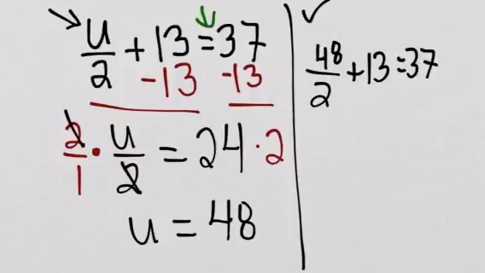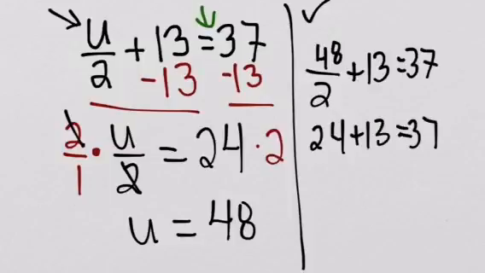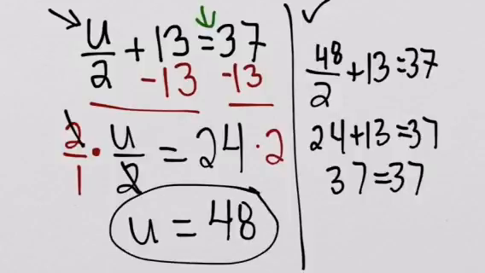Well, 48 divided by 2 is 24. And 24 and 13 is 37. And you see that both sides worked out to be 37, so our original solution that we found over here, 48, is the right solution.